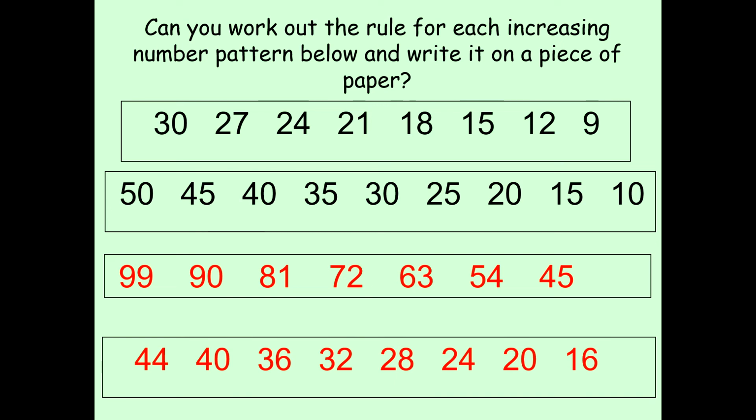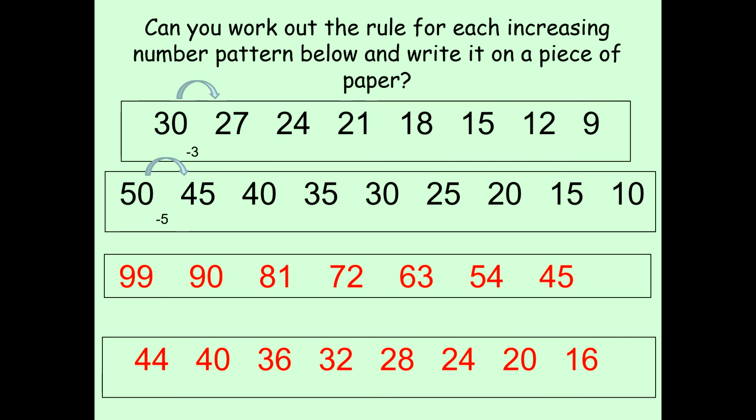Okay, how did you get on? So let's have a look. We start at 30, then we jump down to 27, 24, 21, 18, 15, 12, 9. So the rule for this one would be, you got it, -3 each time. For the next one, we start at 50, we jump down to 45, then to 40, 35, 30, 25, 20, 15, 10. The rule for this one would be -5 each time. That's right.